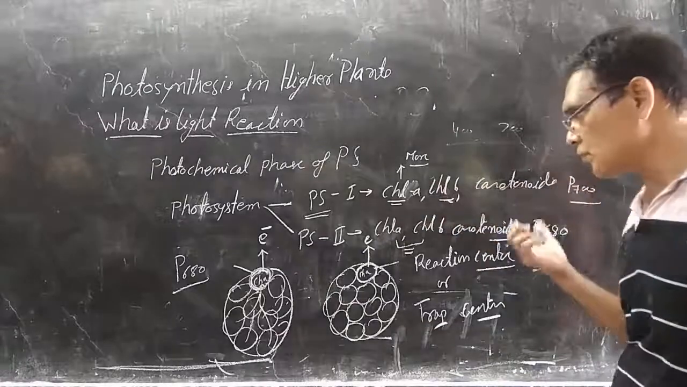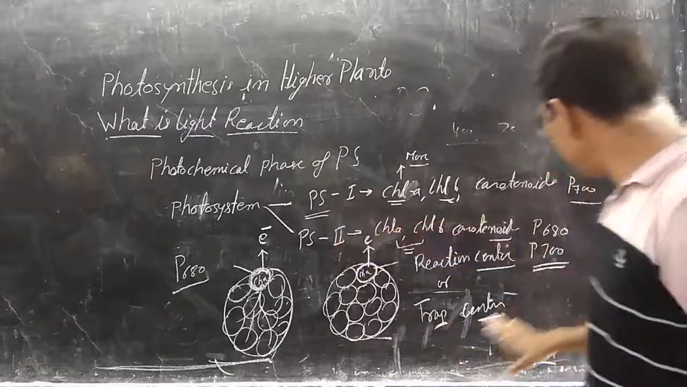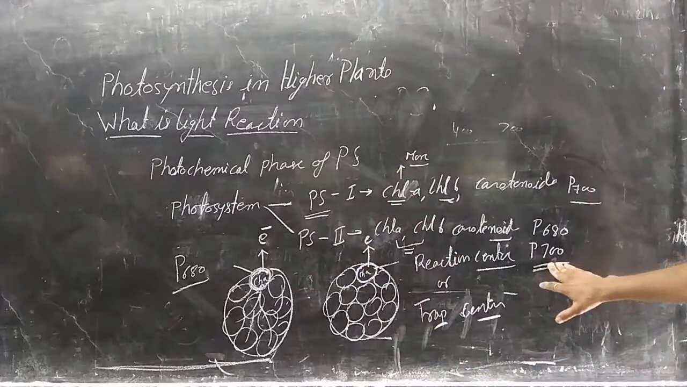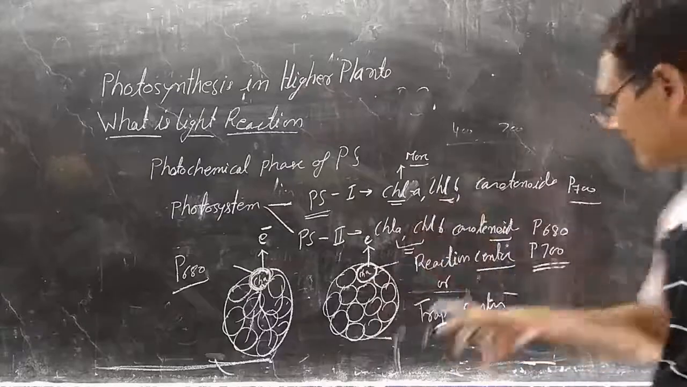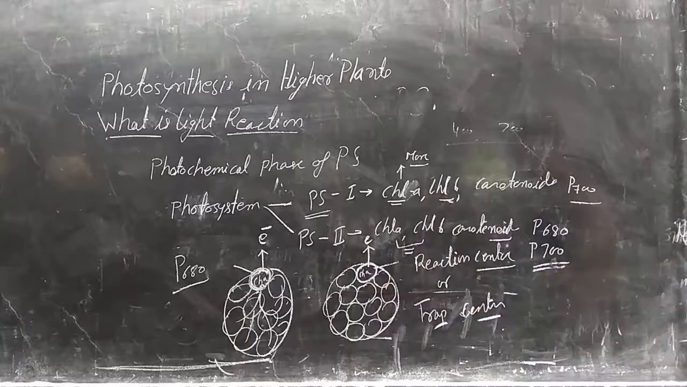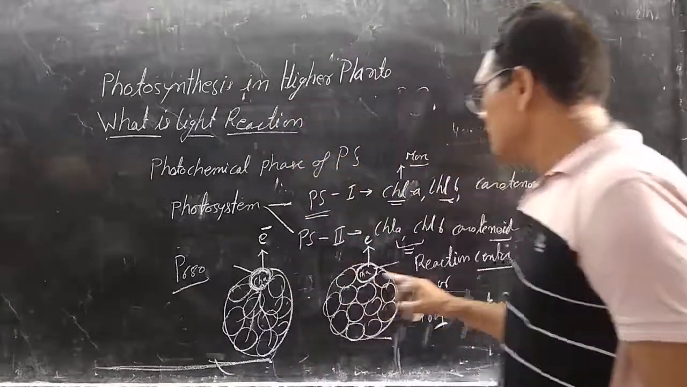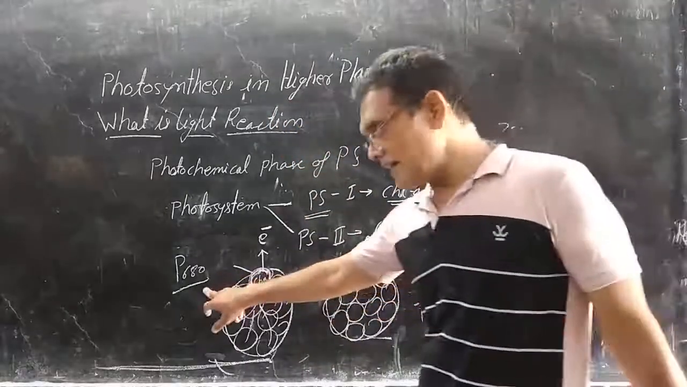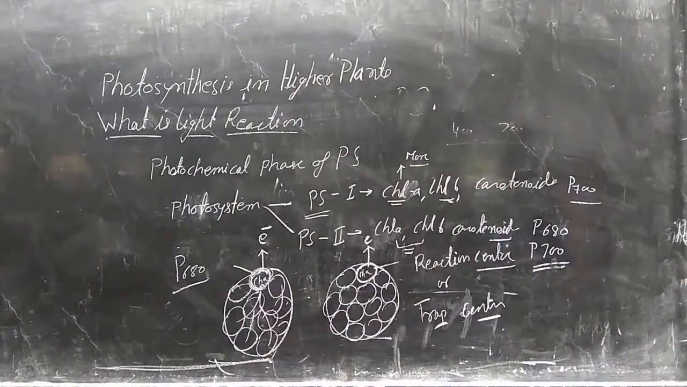and carotenoid molecules. But photosystem first is excited from P700 wavelength, a higher wavelength, and its reaction center is known as P700. Photosystem second's reaction center is known as P680, which is excited by wavelengths below 700. 700 से कम की वेवलेंथ से वो एक्साइट होता है.